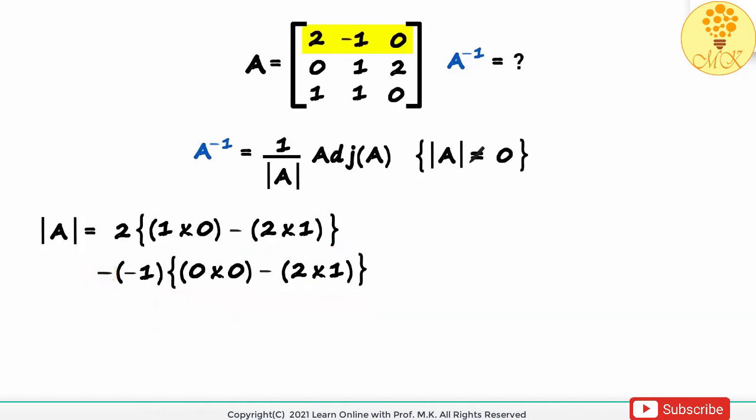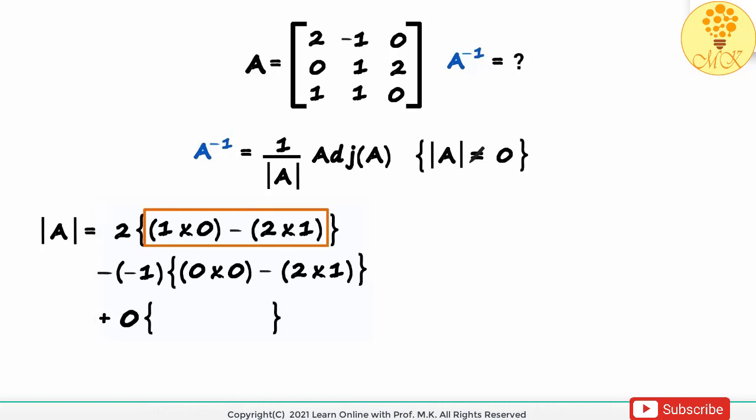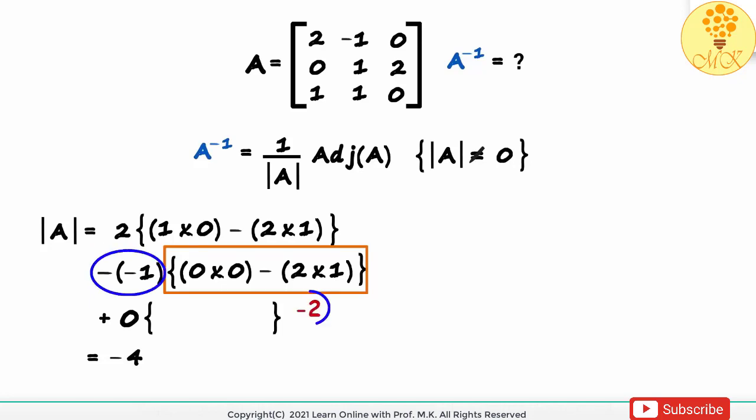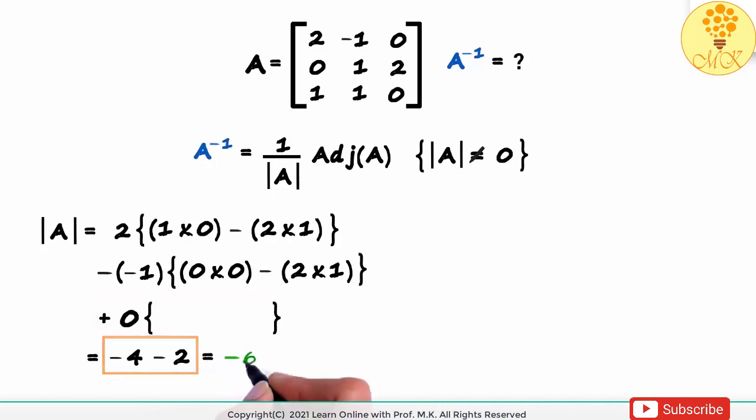The last element for the first row is 0. Because it's 0, it doesn't matter what it's multiplied with. The product will always be 0. This will be the value of the determinant. This part in the brackets will equal 0 minus 2, which equals minus 2. 2 times minus 2 will equal minus 4. What about the second product? Inside the brackets, we have 0 minus 2, which equals minus 2. 1 times minus 2 is minus 2, and this product is 0. Minus 4 minus 2 will equal minus 6.